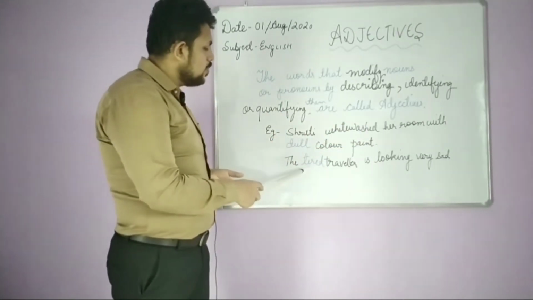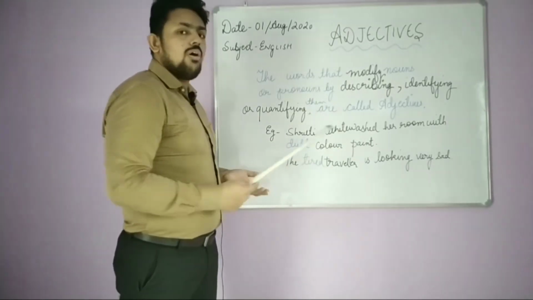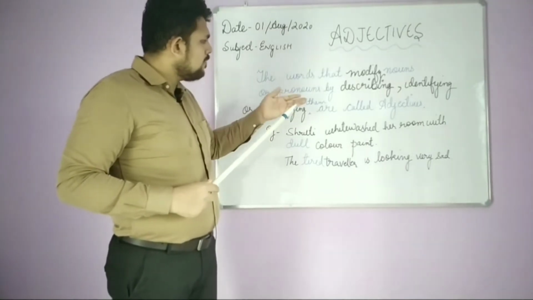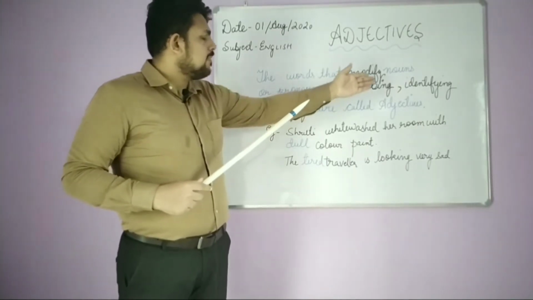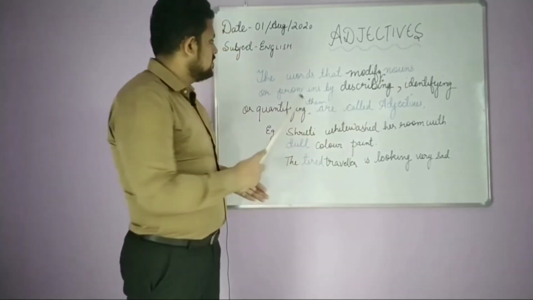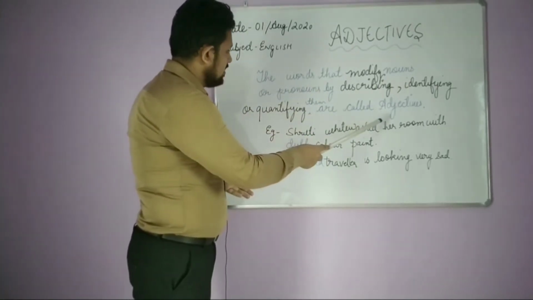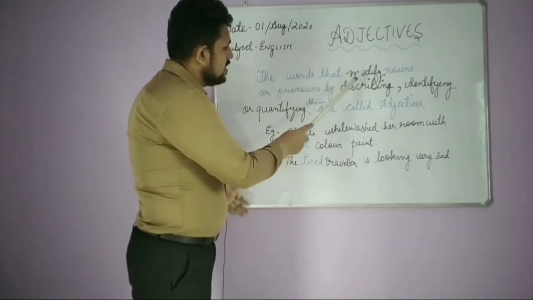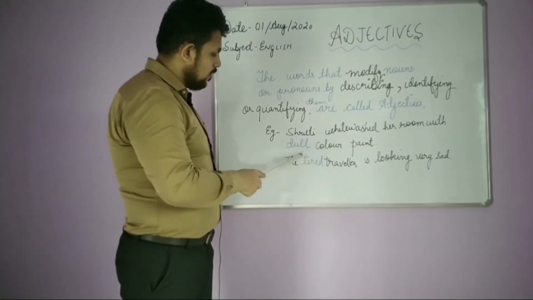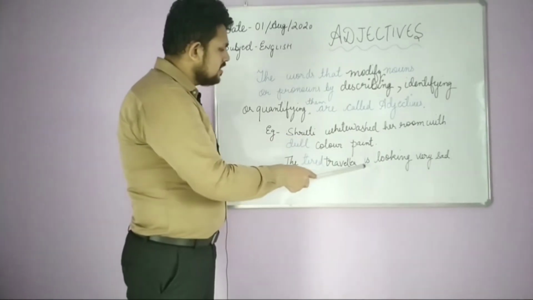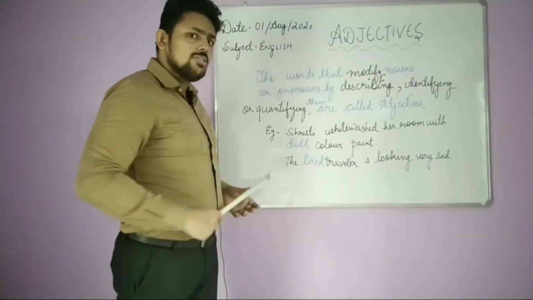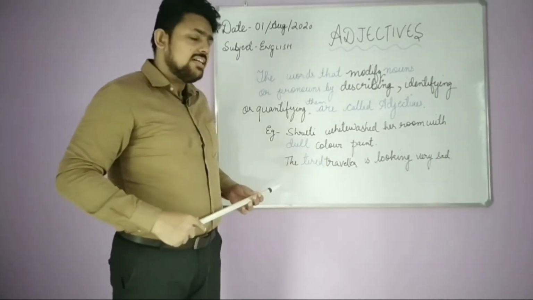So these are the words which describe the noun and the pronoun further. The nouns or pronouns are modified by describing them, identifying them, or quantifying them with the help of the adjective. See, adjectives are the words that modify nouns or pronouns by describing them. Here, tired is a word which is describing the noun traveler. So the traveler is being described by a particular word, that is tired.